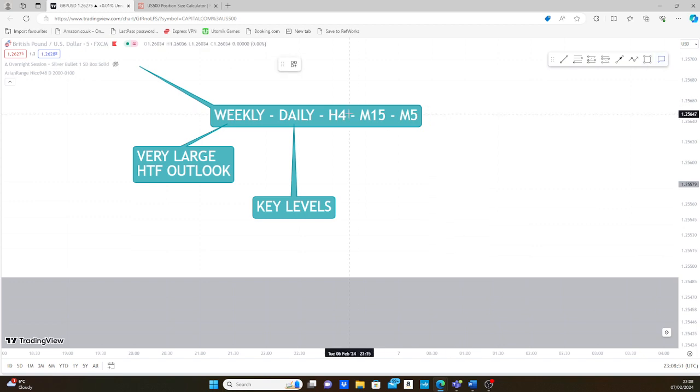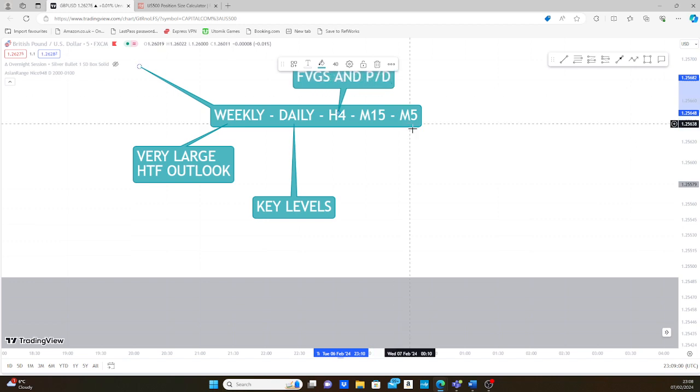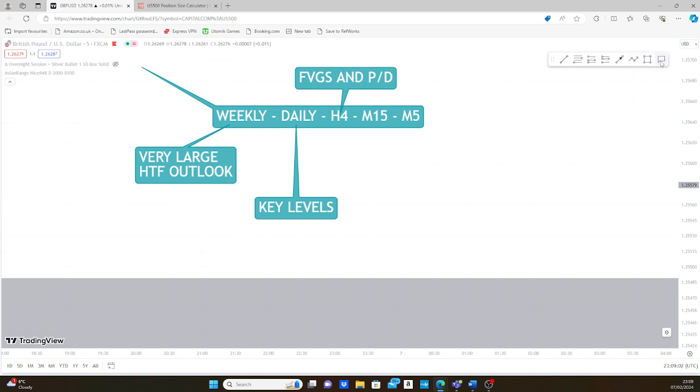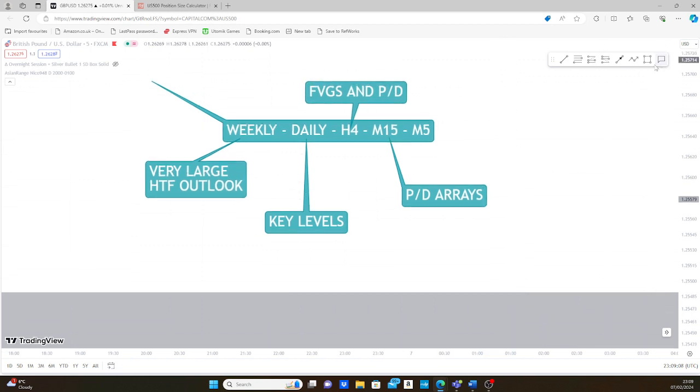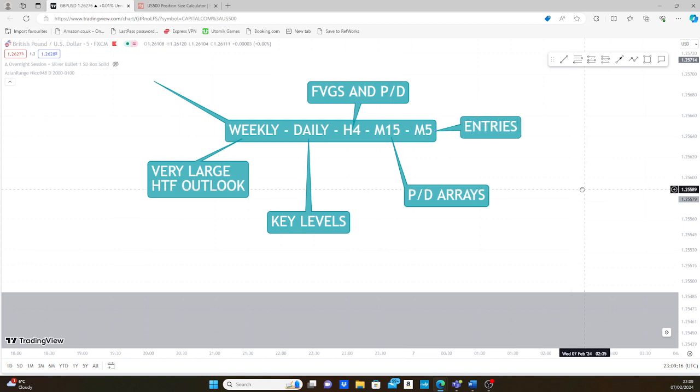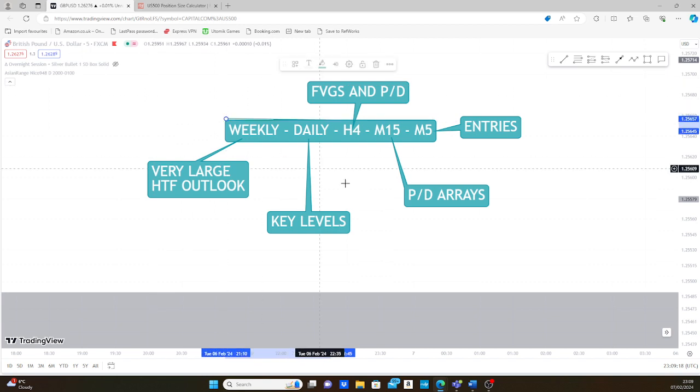The 4-hour time frame allows us to identify areas of inefficiency, so fair value gaps and PD arrays. The M15 does the same as the H4, but we have a bigger emphasis on PD arrays. And the M5 is for our entries, typically, right? We can use the M15 for entries as well, but we won't go through that in this video. This is typically how all the time frames are used.